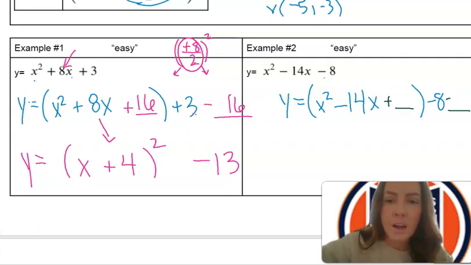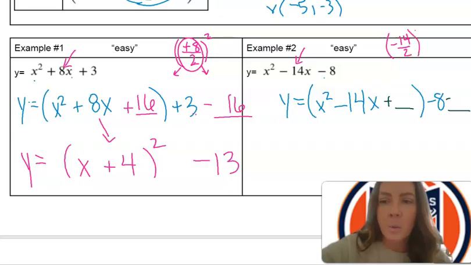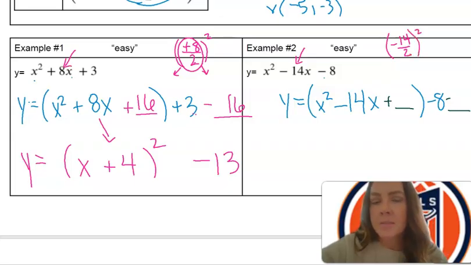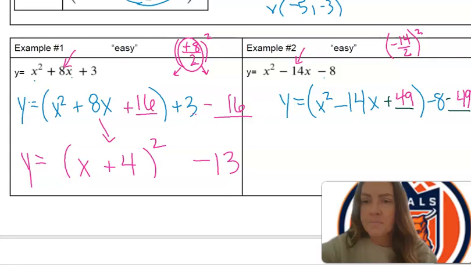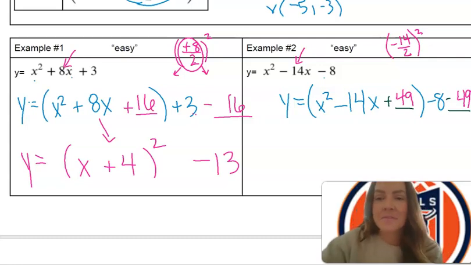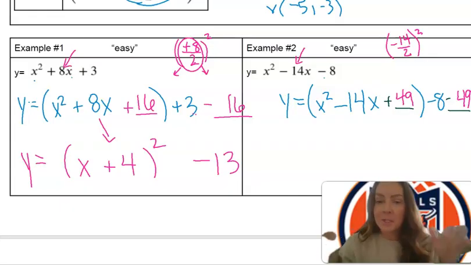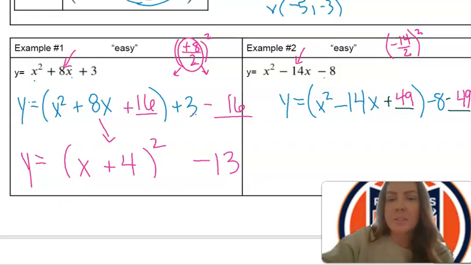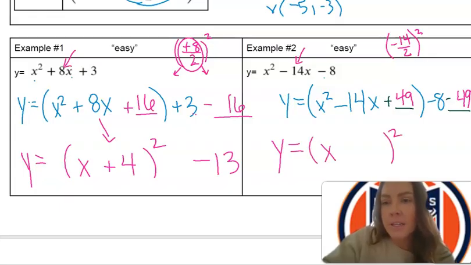So we are going to take our middle term, so negative 14 divided by 2 and square it. So negative 14 divided by 2 is negative 7. Negative 7 squared is positive 49. Okay, that's completing the square. So step 4 and 5 is we're going to do factoring and cleanup. So I'm going to do the factoring. So we know it's something squared with x. It's whatever that middle term was divided by 2. So negative 14 divided by 2 is negative 7.